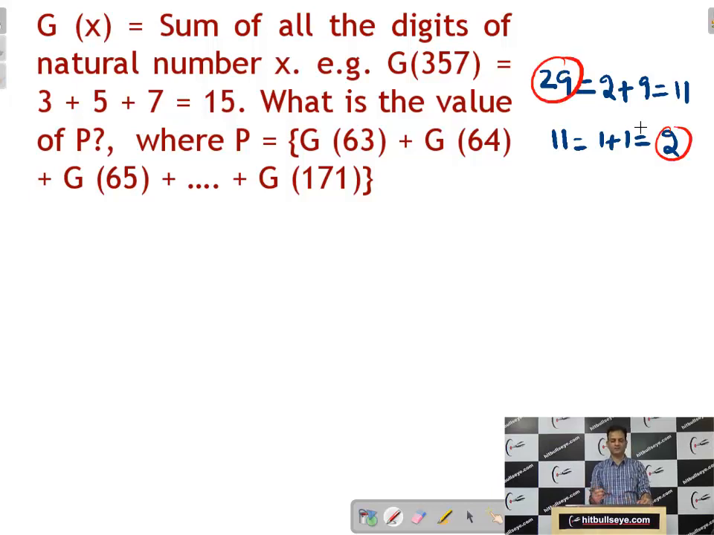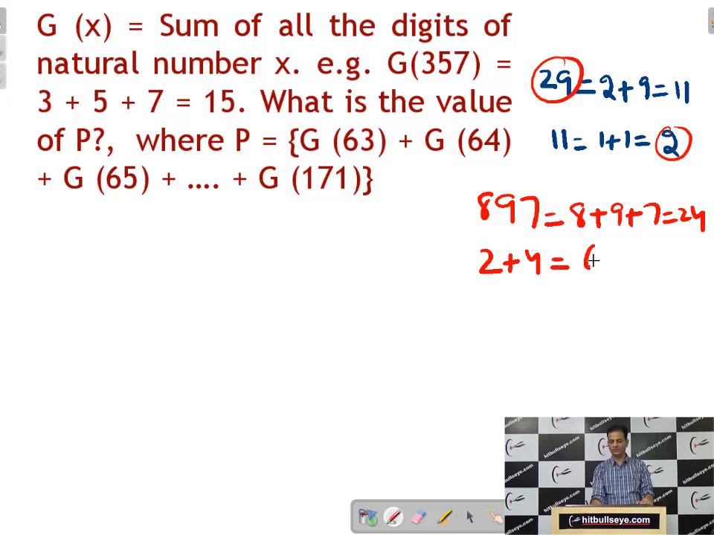Now take another example. Digital root of 897 will be equal to 8 plus 9 plus 7. 8 plus 9 is 17, plus 7 is 24, and for 24 again 2 plus 4, which is equal to 6. So digital root of 897 will be 6. So you can apply this technique in this question.